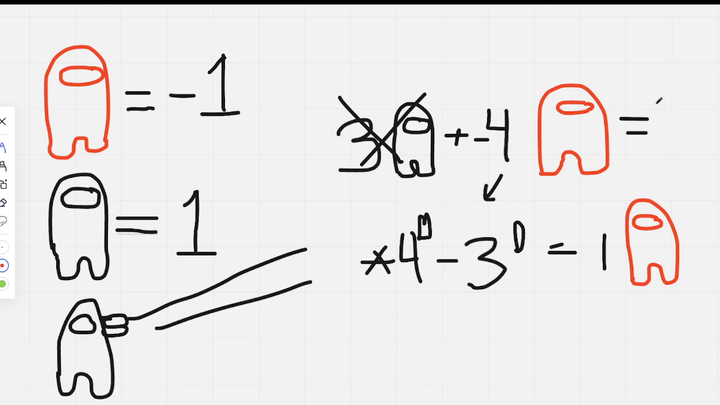So the answer to this equation here is 1 imposter, because 3 kill and the crewmates use 3 of them, and then the crew votes out the rest of those.